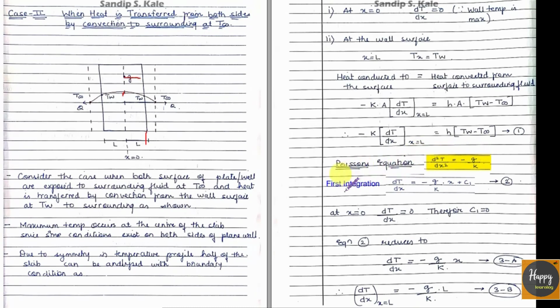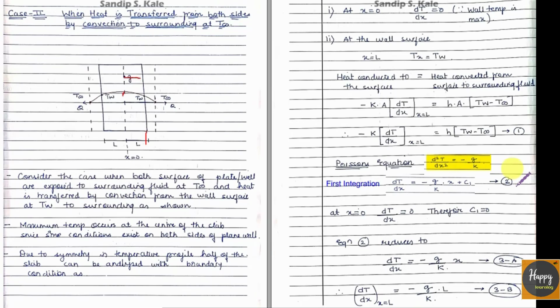So the first integration: integrating the above equation d square T by dx square equal to minus G upon K, we will get dT by dx equal to minus G upon K multiplied by x plus C1. So this is our first constant C1. Name this as equation number 2.